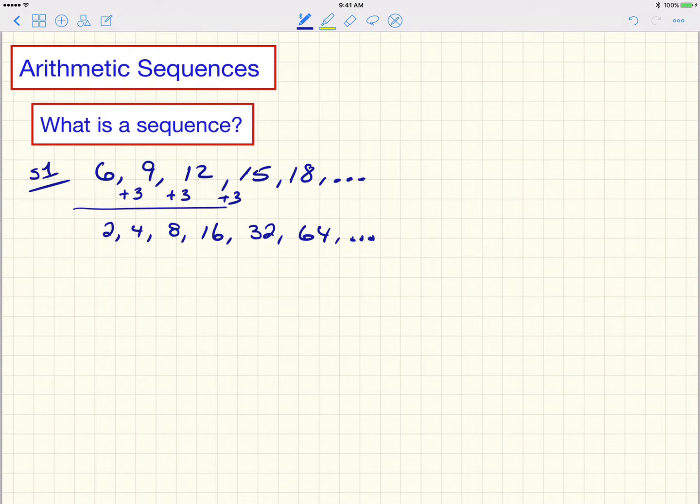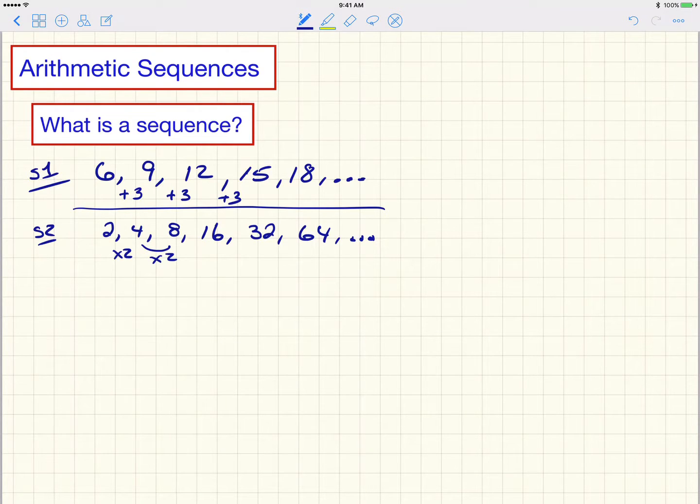The sequence below is a little bit different. What do you think the rule is? Well, we're starting at the value of 2, and then each number in the sequence is basically the previous number doubled. So what we're doing here is multiplying by 2 to get to the next value. From 2 to 4, we multiply by 2. From 4 to 8, we multiply by 2. So this is a different kind of sequence, because we're multiplying instead of adding.